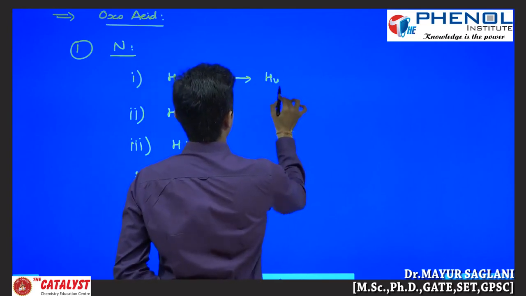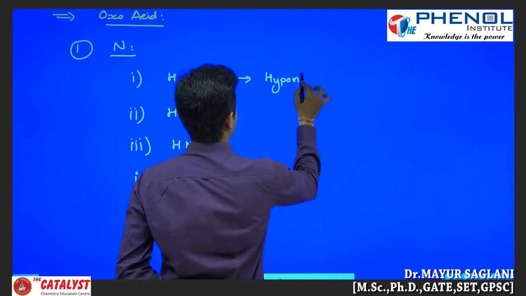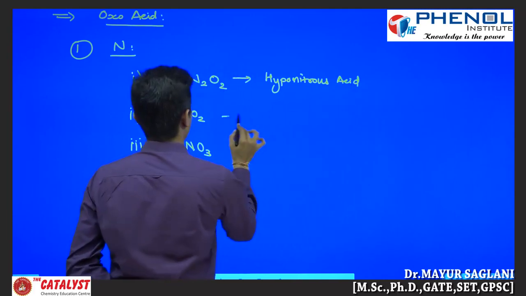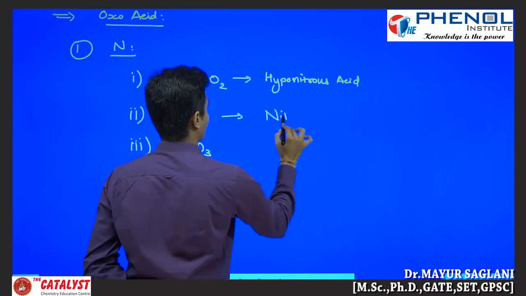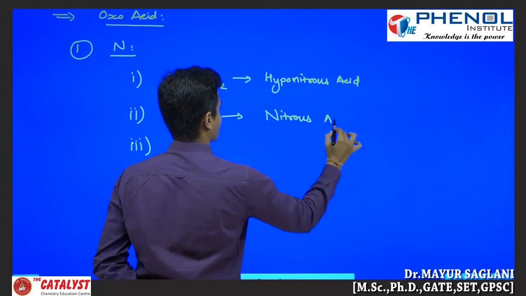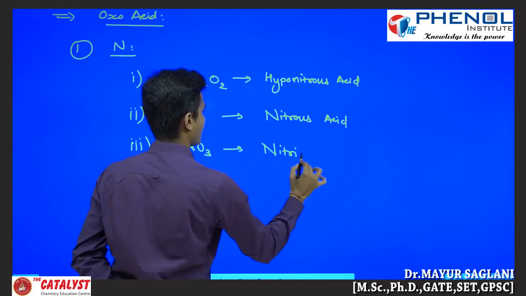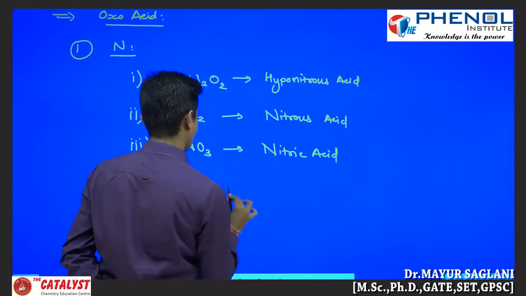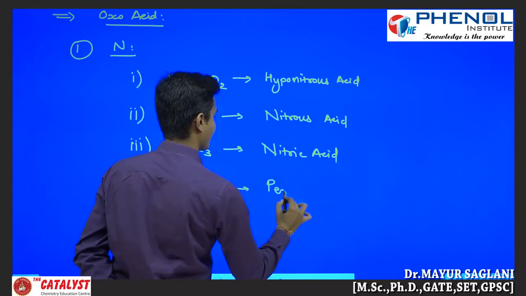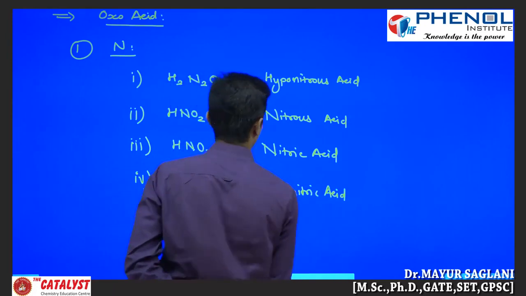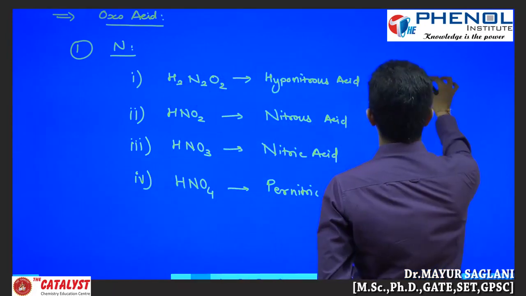That is hyponitrous acid. Okay, hyponitrous acid. Then nitrous acid, is it or not? Nitrous acid. The third one is nitric acid. Okay, and the last one is pernitric acid. Okay, pernitric acid. Okay, you can write these structures.